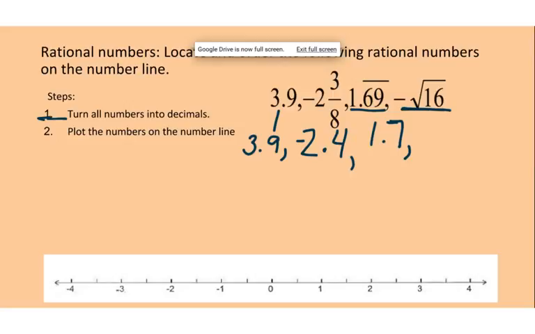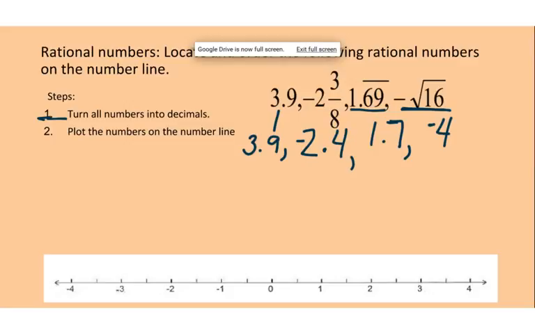And then we're going to look at this negative square root of 16. The first thing we're going to do is find the square root of 16. Well, 16 is a perfect square, so the square root of 16 is 4. Okay, and since the negative's in front of it, we're going to call that -4. So now we have all of our numbers in decimal form. Once we do that, we can actually put them on the number line.